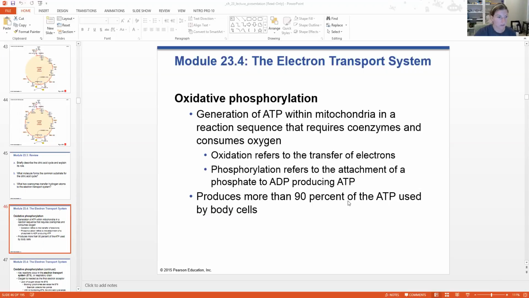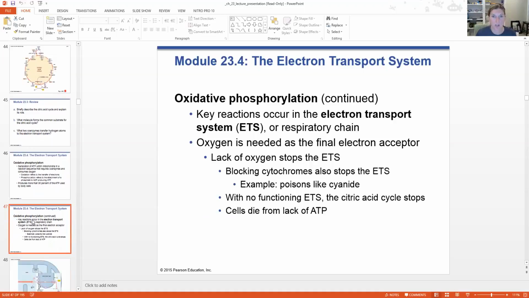So let's talk about some key reactions in this electron transport system. It's also sometimes called the respiratory chain, because this is that process of cellular respiration that's occurring, right?